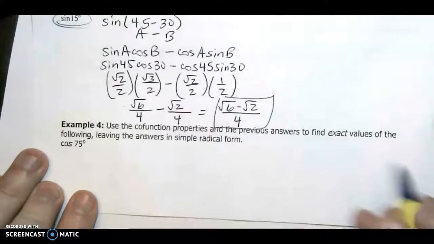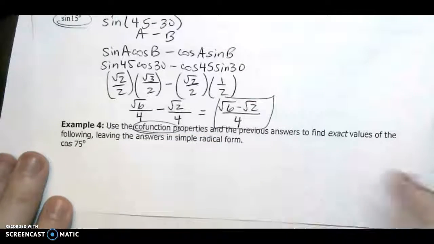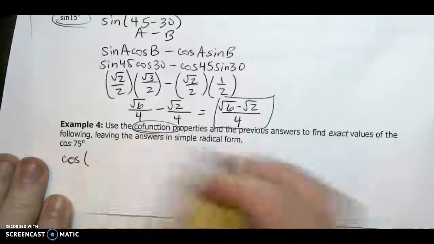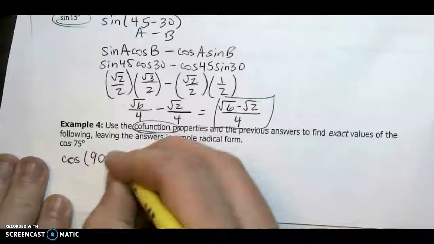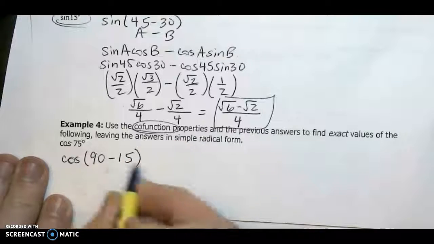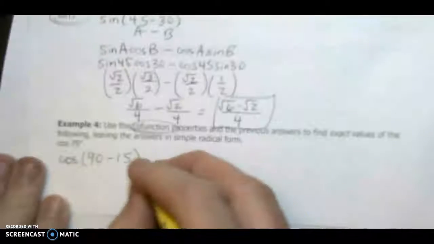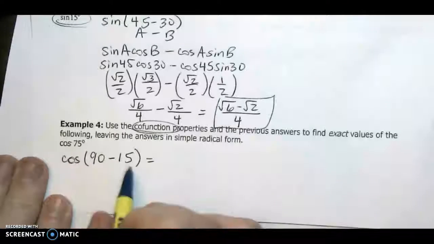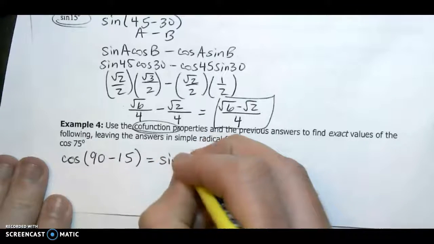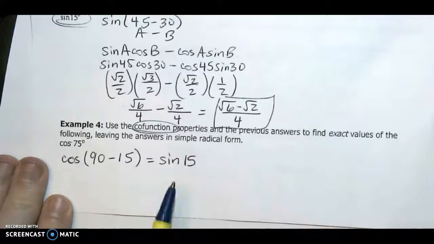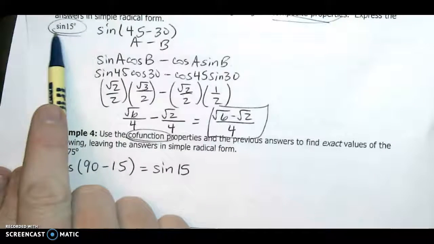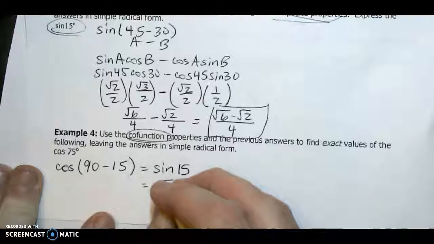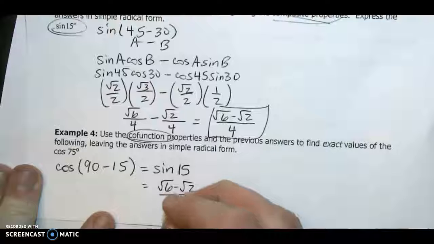Example 4 tells you to use cofunction properties. So we're going to rewrite this as a complement. So cosine 75 could be rewritten as cosine of 90 minus 15, because 90 minus 15 is 75. Well, when it's written this way, if you look at your cofunction table, you'll see that this equals sine of 15. And then sine 15, we just evaluated. We just found sine of 15 using composite properties. So now we already know the answer to this. And that is all you would do for example 4.